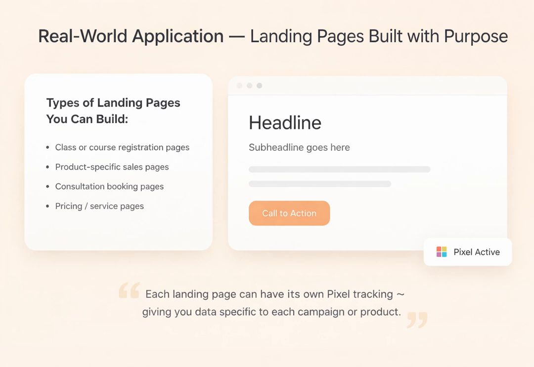The great thing is that you can have a separate pixel tracking each one of these pages. So when someone visits your course registration page, that data goes into one bucket. When someone visits your product page, that data goes into another. This lets you understand your audience at a very granular level and run much more targeted, effective ads.